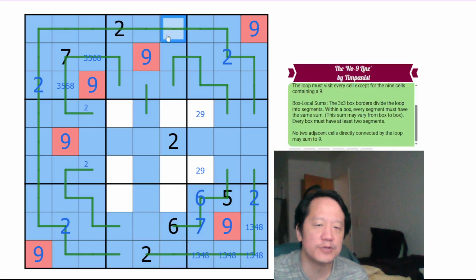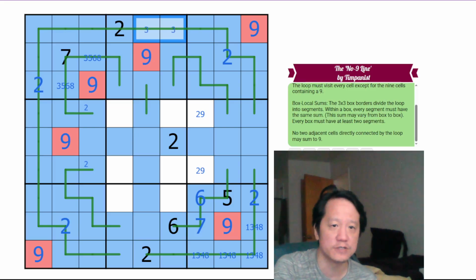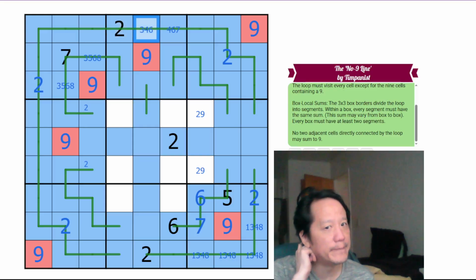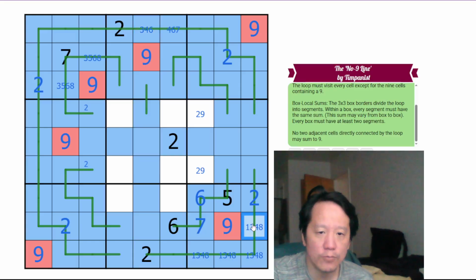This must add up to 13 or 12. So this cannot be 9. So no 1, 9, no 2, 8. It's 3, 7, or 4, 6 here. 7 cannot be next to the 2, so this can't be 7 and 3. 1 and 8 cannot be next to each other, but that doesn't really tell us much.